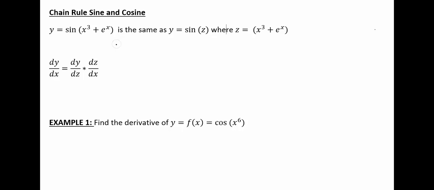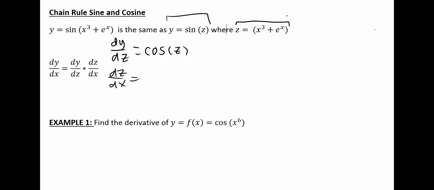So let's start with dy dz. We're going to come over here to the function that has y and z in it, which is sine z. The derivative of sine is cosine. So we get cosine of z. Now dz dx, our second derivative that we need, we're coming over here to the formula that has z and x in it. And when we take the derivative of that function, we get 3x squared plus e to the x. So these derivatives all come from our basics chart.